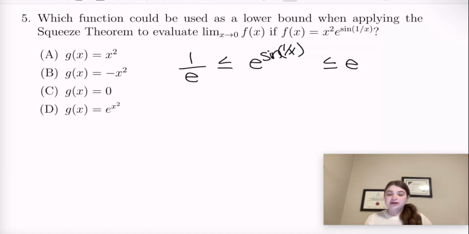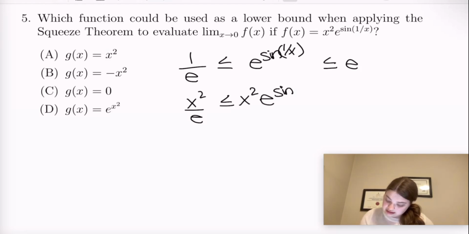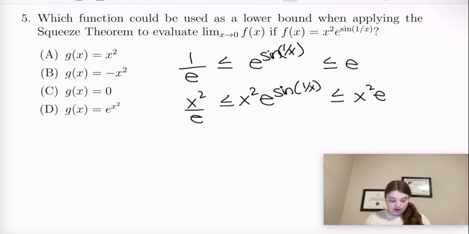And then we have to include x squared in the mix. So I'm going to multiply both sides by x squared because I would like to evaluate this function, not just the e to the power of sine of 1 over x. So we're going to end up with x squared over e less than or equal to x squared e to the power sine 1 over x less than or equal to x squared e. All right.